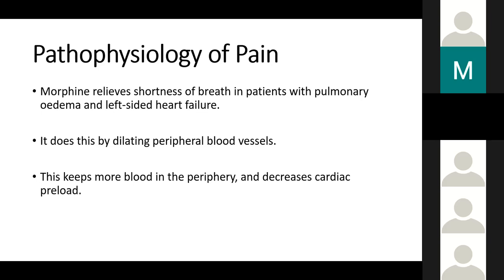So in patients with pulmonary hypertension or left-sided heart failure, the morphine relieves the shortness of breath by dilating the peripheral blood vessels. A patient with pulmonary edema has congested lungs, filled with a lot of fluid from too much blood getting there. So when you give morphine, it dilates the peripheral blood vessels and reduces the amount of blood that gets to the lungs, and this will decrease the cardiac preload.